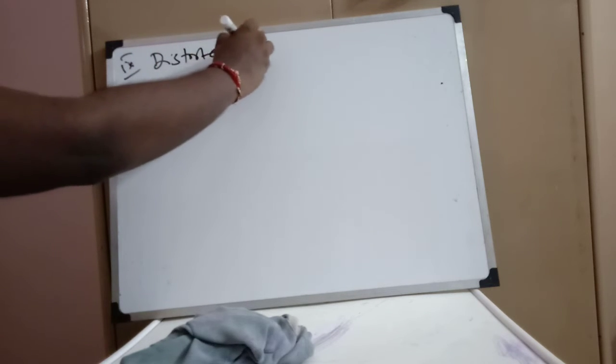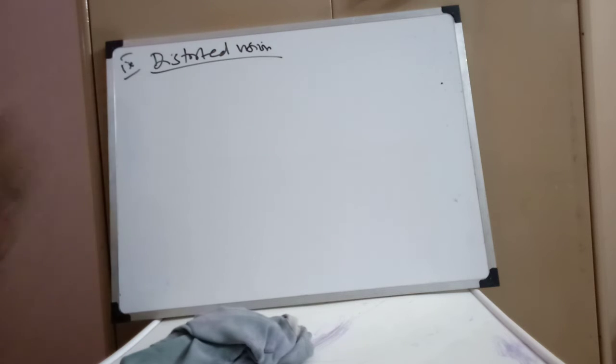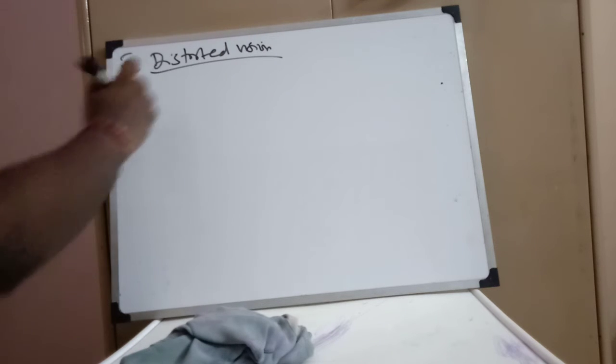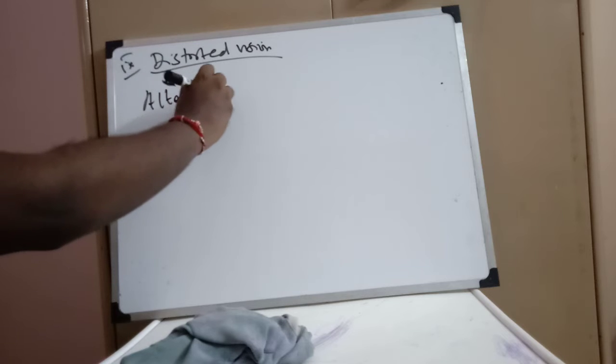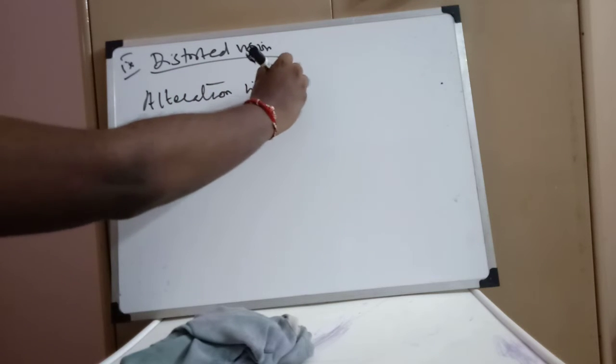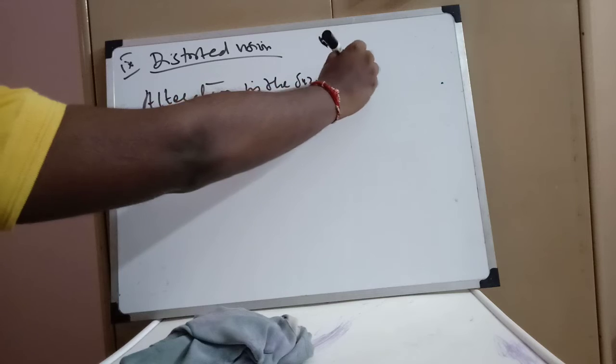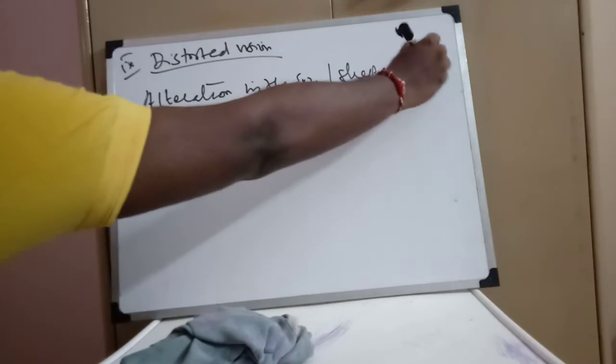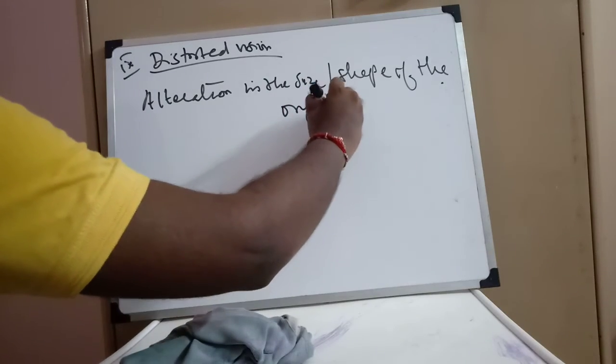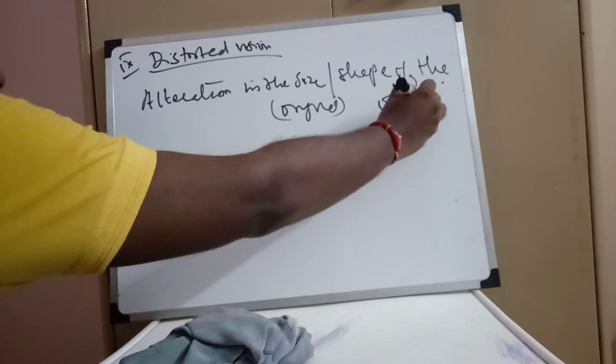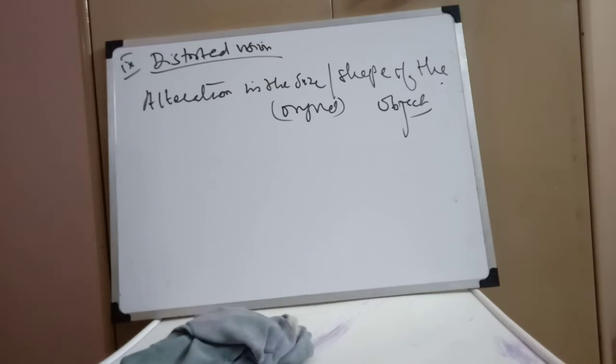Okay. Next symptom is distorted vision. Distorted vision is any alteration in the size or the shape of the original object. This is going to be called distorted vision.